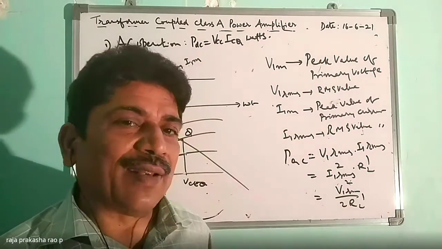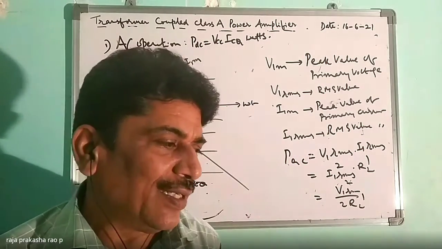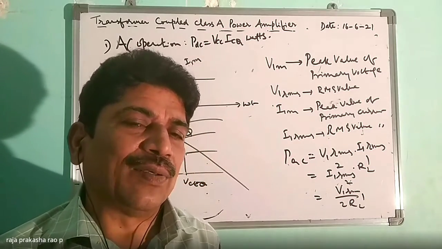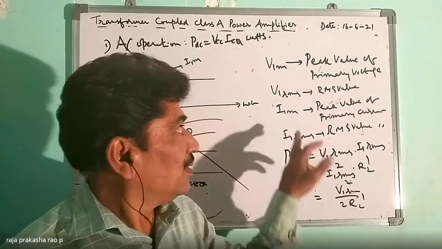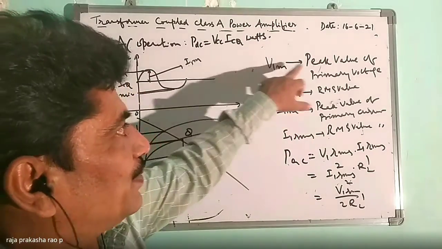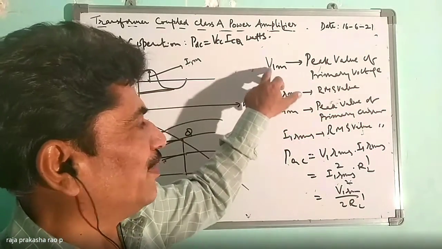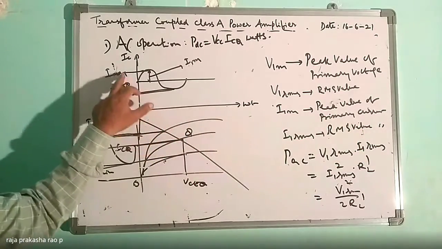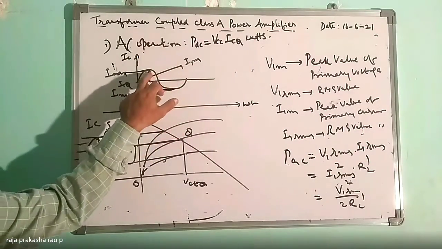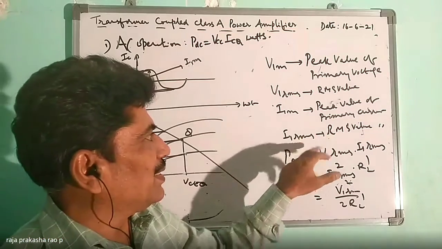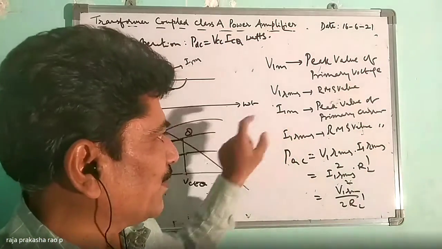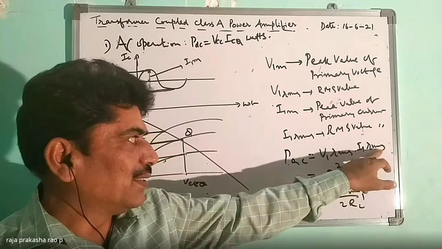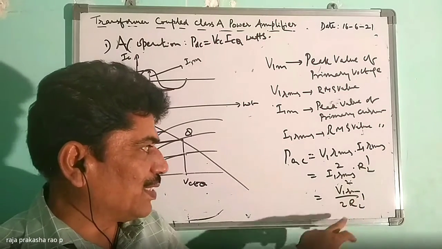How to find the RMS value? Just divide it by root 2. Find Im by root 2. That is nothing but I1 RMS. V1M is the peak value. V1 RMS is nothing but V1M by root 2. And I1M is the peak value of primary current. See, this is the peak value, I1M. And I1 RMS is this divided by root 2. And what is AC power? VRMS into IRMS. And V1 RMS square by 2RL dash.